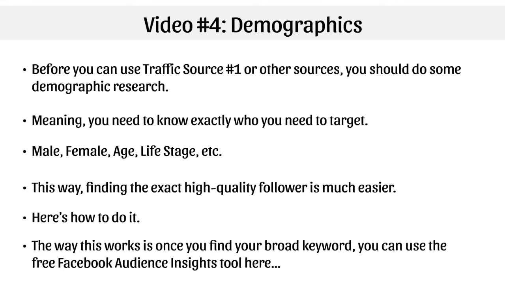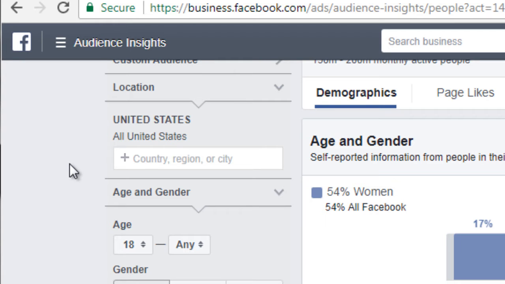Basically the way it works is once you have found your broad keyword, which you should have figured out in the previous video, you can use the free Facebook Audience Insights tool, as I will show you in just a minute. Okay, so the best way to get to the Facebook Audience Insights tool is simply by going to business.facebook.com/ads/audience-insights, and that should forward you here. If you have any problems, you can always go to google.com, do a search for the Facebook Audience Insights tool, and you should find the link here. Sometimes Facebook will change the links, so that is how to always find it.